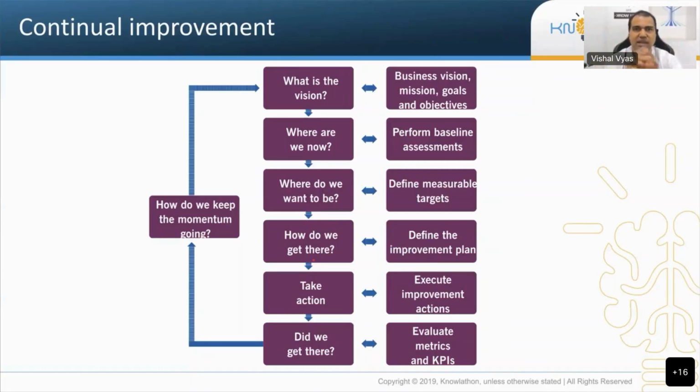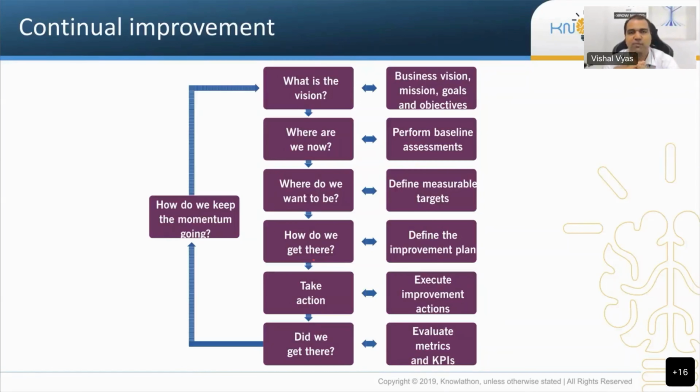At the end of a quarter, at the end of a month, we will check: did we get there? Did we achieve 8% improvement in the last quarter? Did we achieve 10% as what we decided last month? And because we have to do it continuously, all the time, iteratively, the next point is, how do we keep the momentum going?